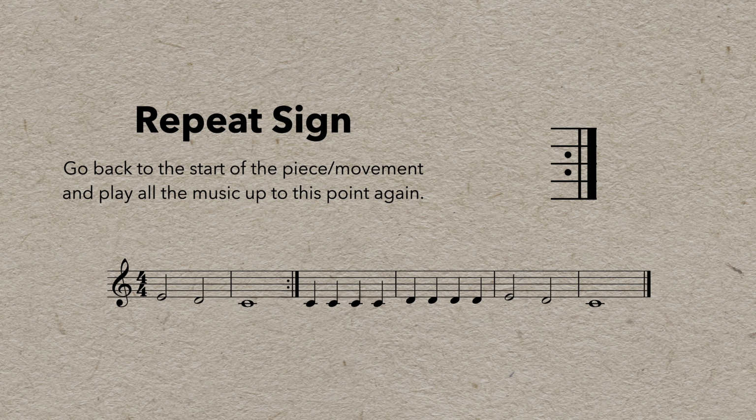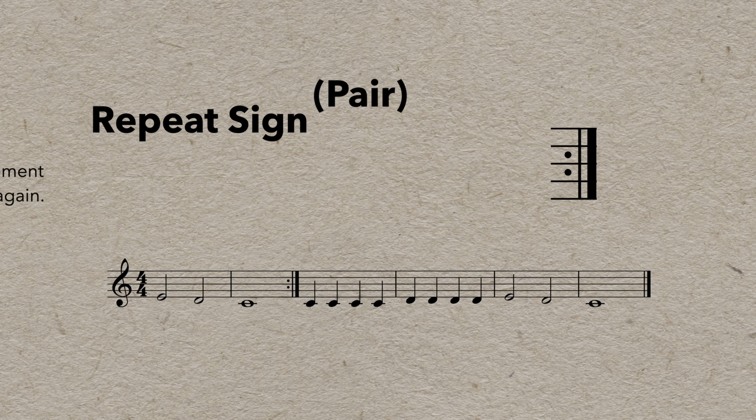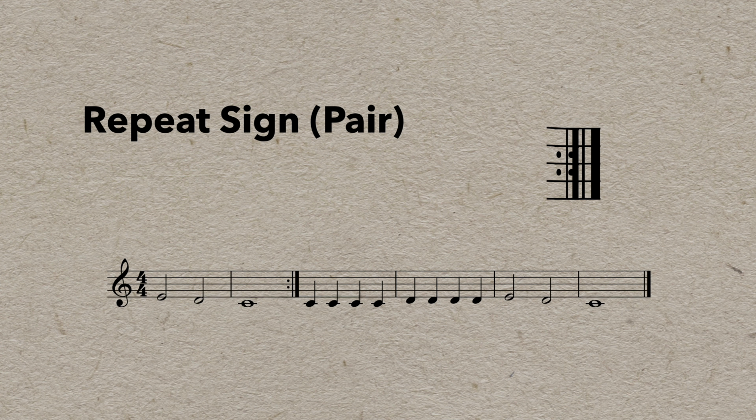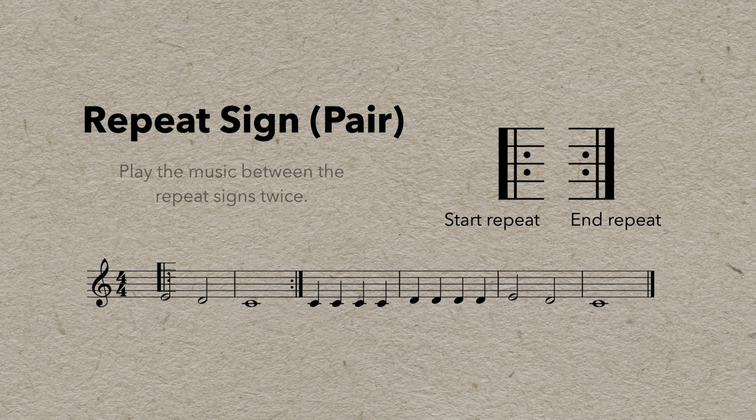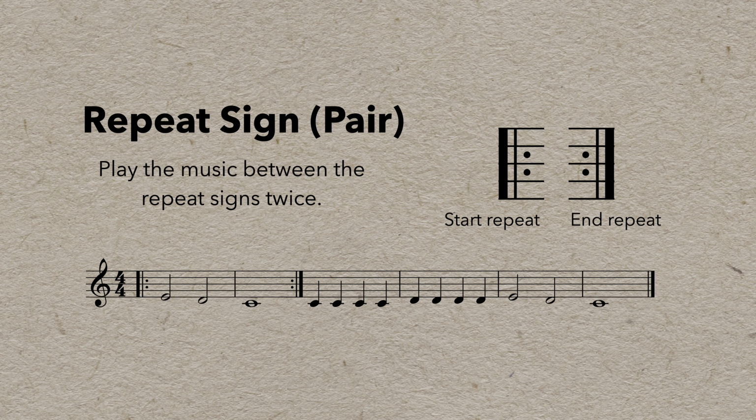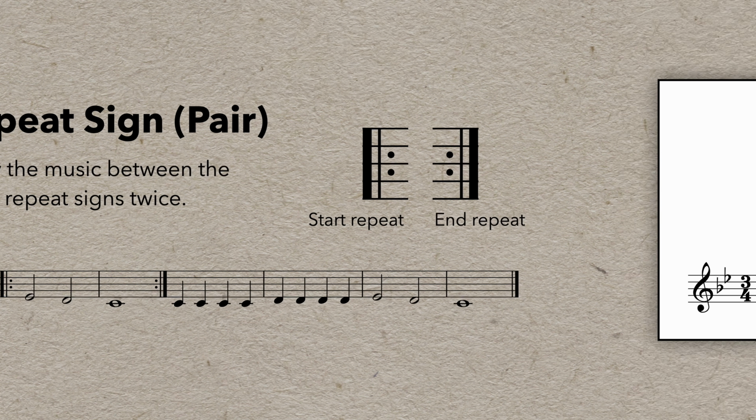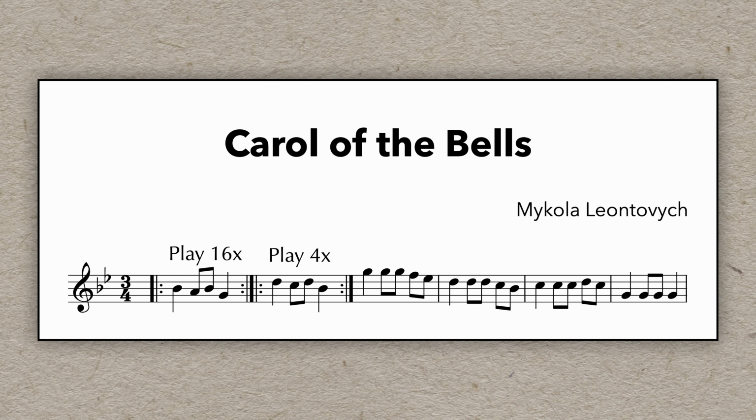exactly the same thing. It's also quite common to have repeat signs in pairs, one facing forward and one facing backward, sort of like parentheses or brackets. We sometimes call them start and end repeat signs, and it just means to play the music between the repeat signs twice. If the composer wants the section to be played more than twice, they'll simply write it in text and tell you how many times it's meant to be played.